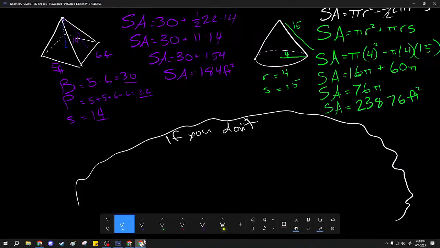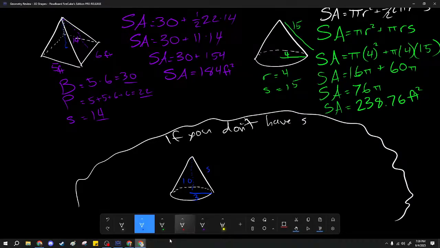So I apologize. If you don't have S, your slant height, I'll do it with a cone. It's the same as if you didn't have it here. Let's say they give you a radius. So they give you the radius is 3. And they say the height of your cone is 10. And you need to find S. Well, right here, we have ourselves a little right triangle. And we get to use our favorite equation, Pythagorean theorem.